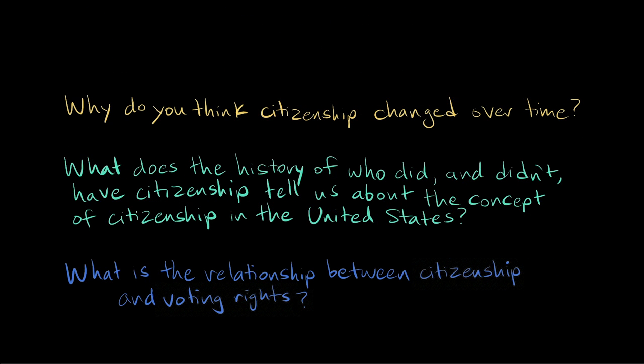I'll leave you to reflect on a few questions. Why do you think that citizenship changed over time? What does the history of who did and didn't have citizenship at various points tell us about the concept of citizenship in the United States? And what's the relationship between citizenship and voting rights?